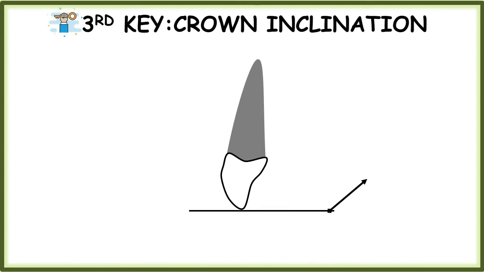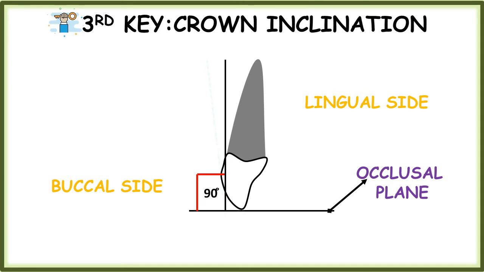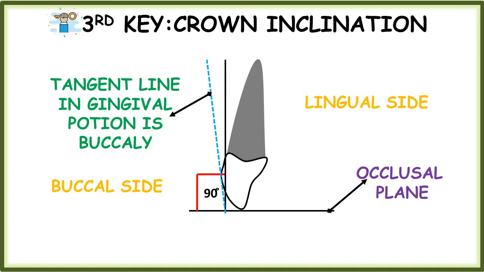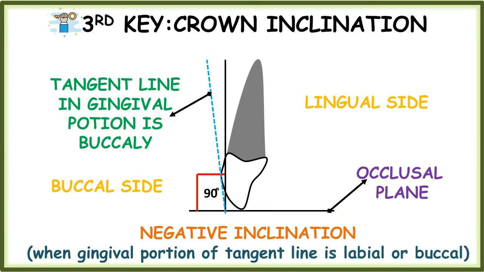And what is negative inclination? Again, this is occlusal plane, this is buccal side or labial side, and this is lingual side. And if we draw perpendicular to the occlusal plane, that is 90 degree angle, and tangent from the inclination of the tooth, you can see that the tangent line in gingival portion is more buccally. This is negative inclination. In this, when gingival portion of tangent line is labial or buccal.